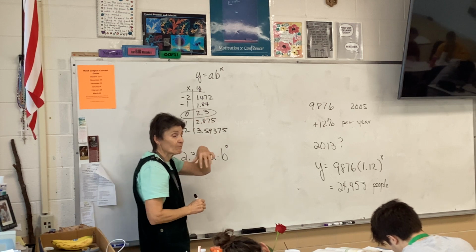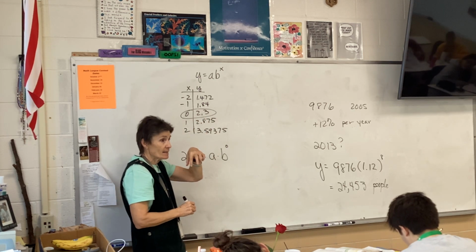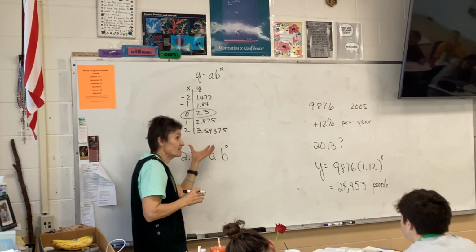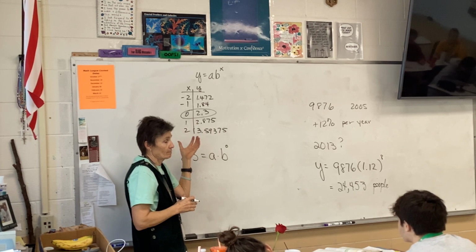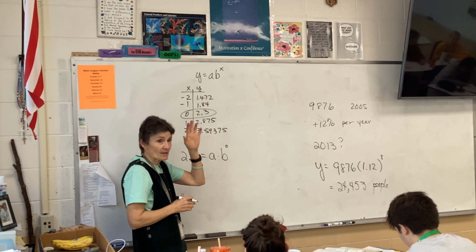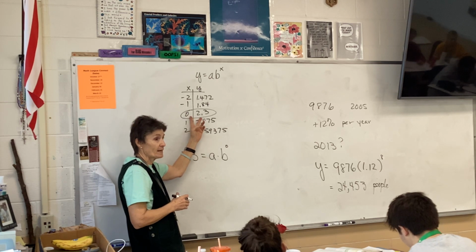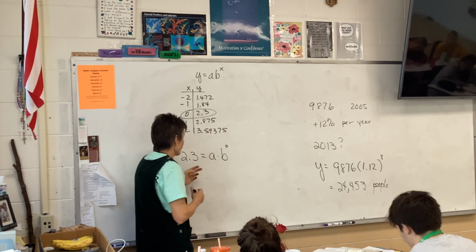The only difference between yesterday and today is, yesterday I gave you 2 ordered pairs. Today you have a T-chart full of ordered pairs. Pick whichever ones you want. But I gave you a hint yesterday and said it's always going to be easier to pick the one that has a 0. Okay? So let's solve this.